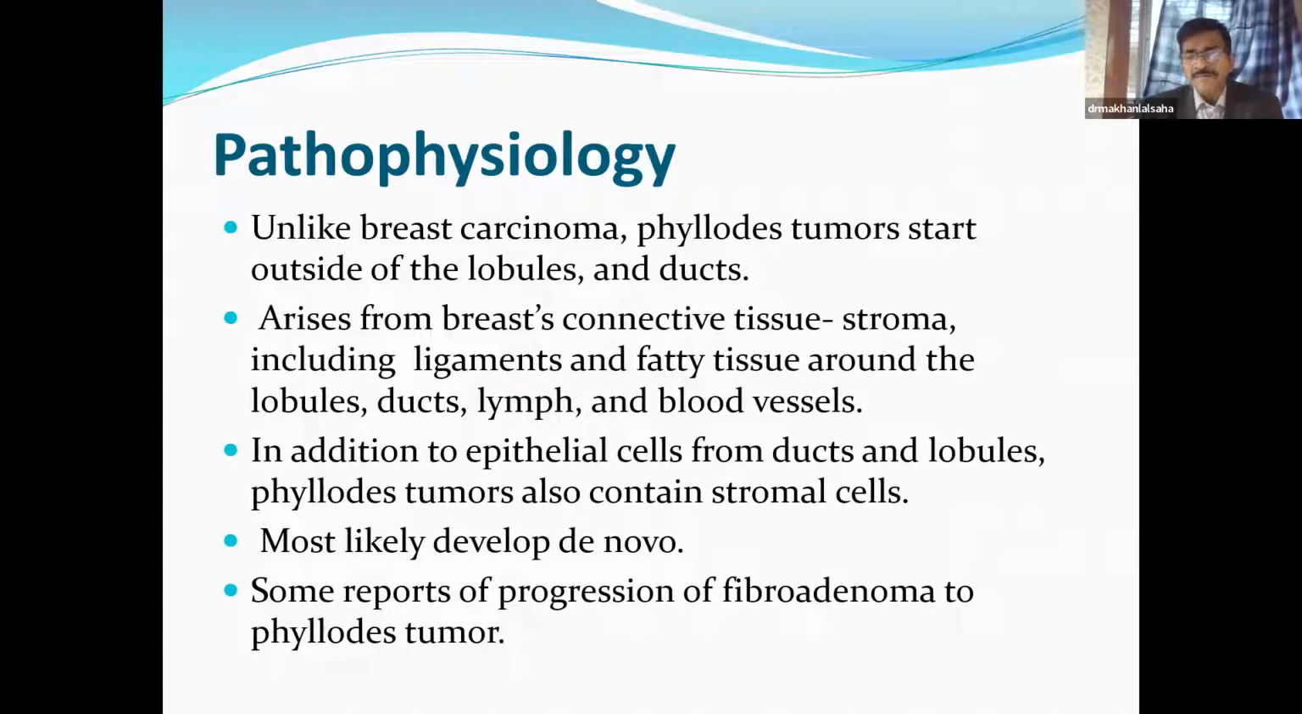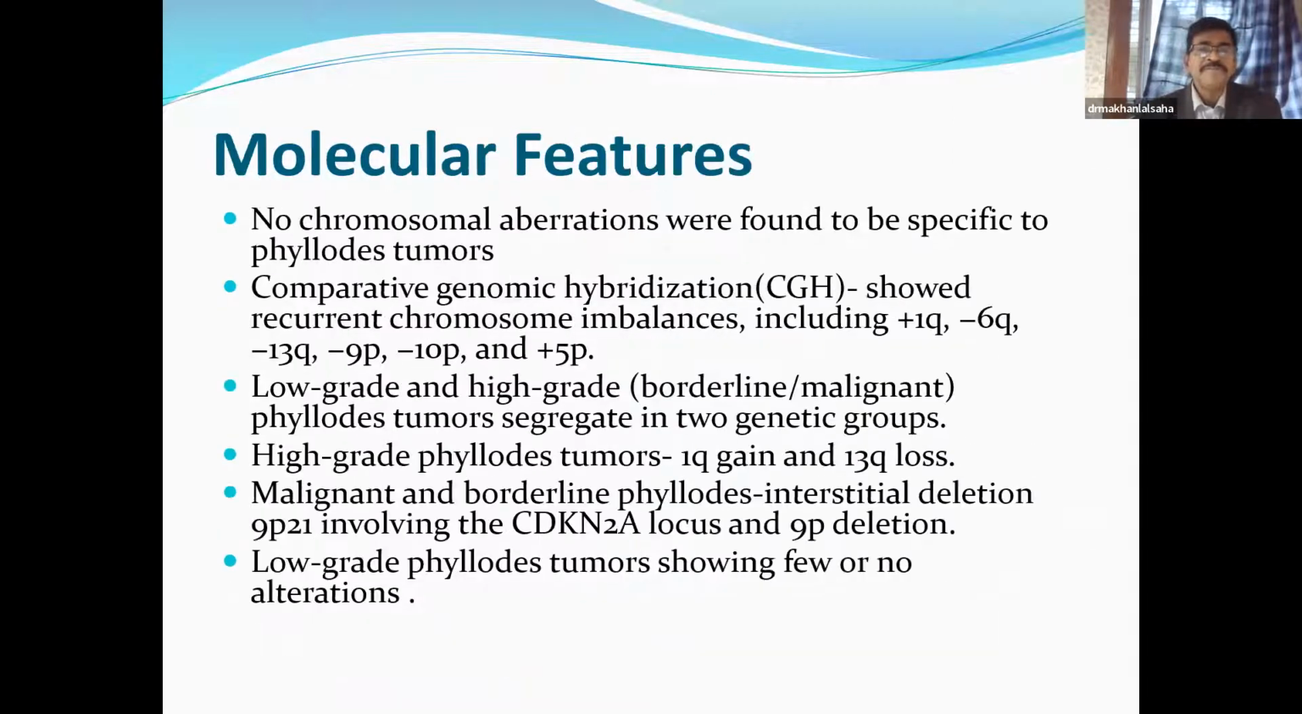So what are the pathophysiological changes in the Phyllodes tumor? Unlike breast carcinoma, which arises from the ducts or the lobules, the Phyllodes tumor starts outside of the lobules and ducts. It arises from the breast connective tissue like stroma, including the ligaments, fatty tissue around the lobules, ducts, lymphatics, and the blood vessels. In addition to the epithelial cells from the ducts and lobules, Phyllodes tumor also contains stromal cells. Most likely, it develops de novo. There are some reports of progression of fibroadenoma to Phyllodes tumor.